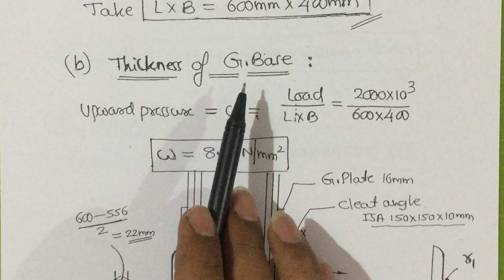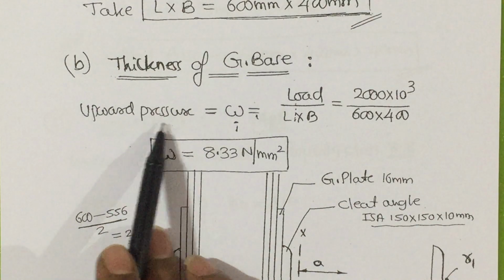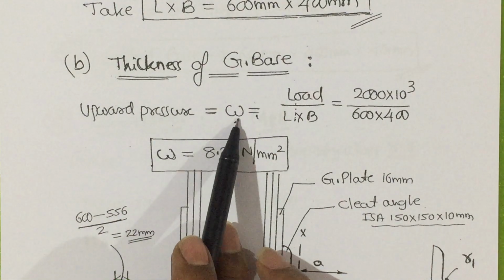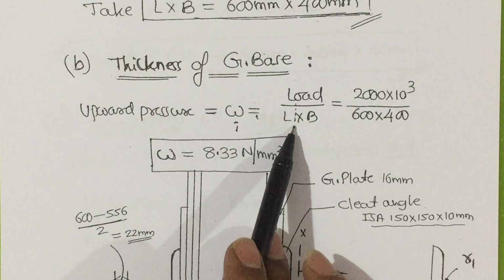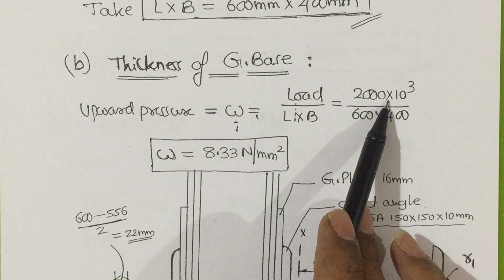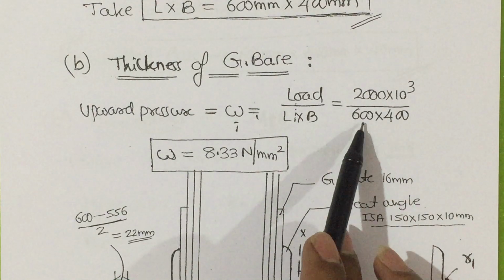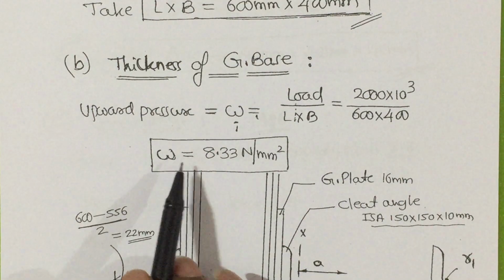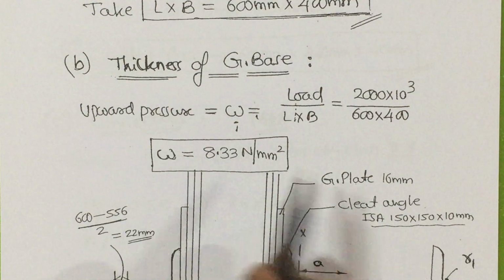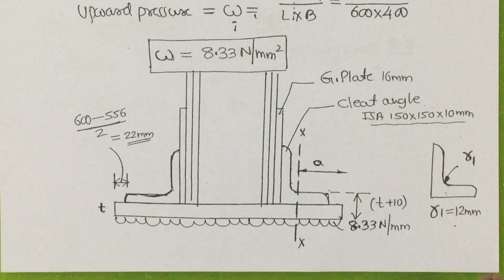Then, if we come to the thickness of the gusseted base, the upward pressure, or SBC, the upward pressure w is given by load divided by area. Load is the factored load, 2000 into 10 power 3 Newton, divided by area, 600 by 400 mm square. Therefore, w we are going to get as 8.33 Newton per millimeter square.